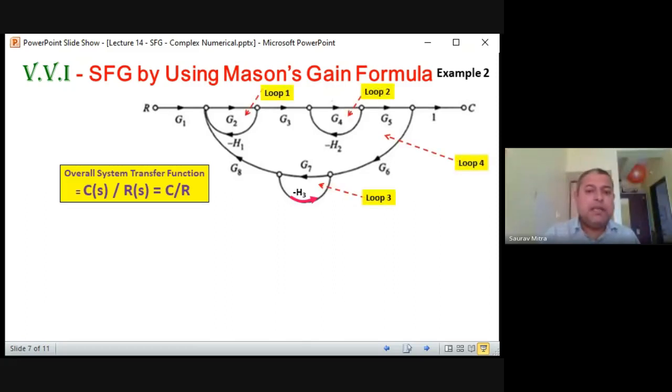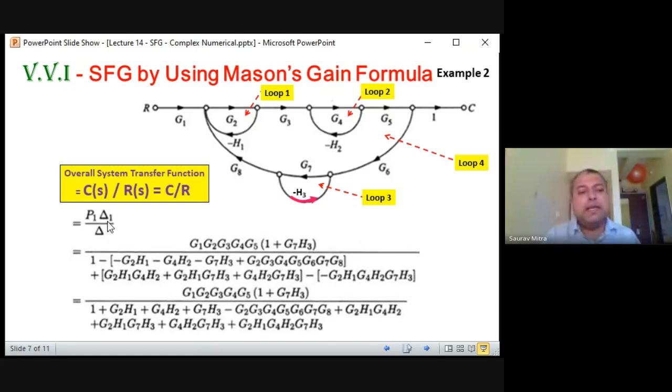Now the last step, we have shown all the loops for your understanding. Now this is what is called the transfer function C(s) by R(s). As there is only one forward path, it is P1 delta 1. P1 is nothing but the gain of the forward path. And what is delta 1? Delta 1 is that value of delta k, or that value of delta, which part is not touched by the forward path P1. So what we found was only loop 3 was not touched by the forward path.